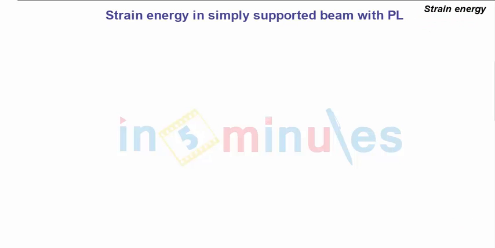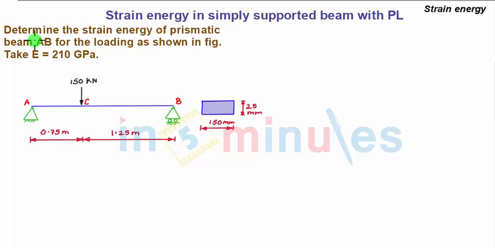We take a problem on strain energy and we consider strain energy in a simply supported beam with a point load. The problem statement is: determine the strain energy of prismatic beam AB for the loading as shown in the figure. Take E equal to 210 gigapascal.